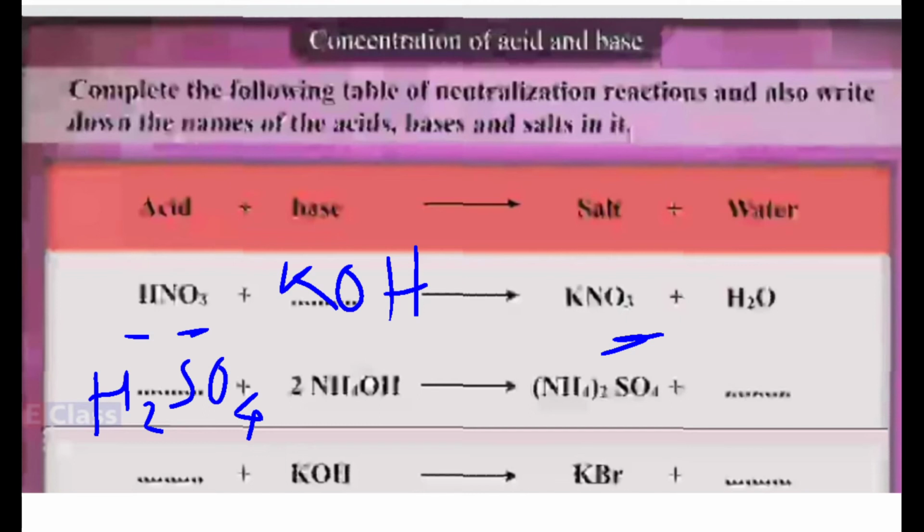Now third part. Here you have KOH. Here KBr. So where did Br come from? Br must have come from here, something new. And it is an acid, which means H will be there. So what do you have? HBr. From HBr, what got formed? KBr. And what will you be left with? Water, that is H2O.